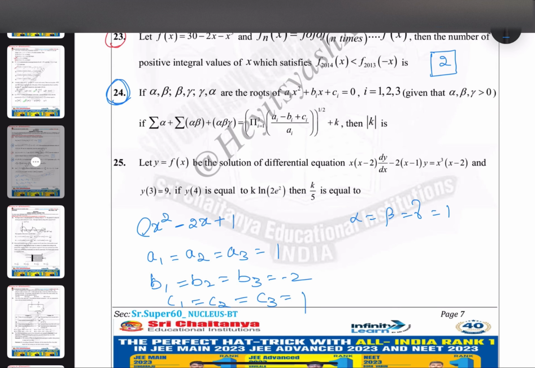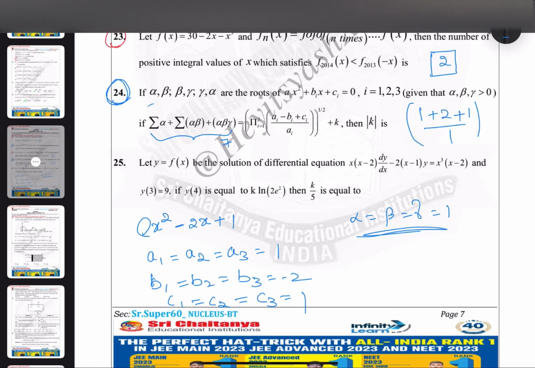Now sigma alpha, that is simply alpha plus beta plus gamma, so that is 3. Sigma alpha beta, that is alpha beta, beta gamma, alpha gamma, will also be 3 from these values. Alpha beta gamma will be 1. So this LHS part is 7. Now RHS, pi means product. First we have to write a1 minus b1 plus c1 by a1, a1 minus b1 plus c1 by a1, so this will be 4.